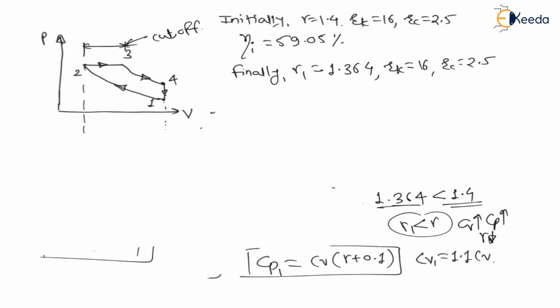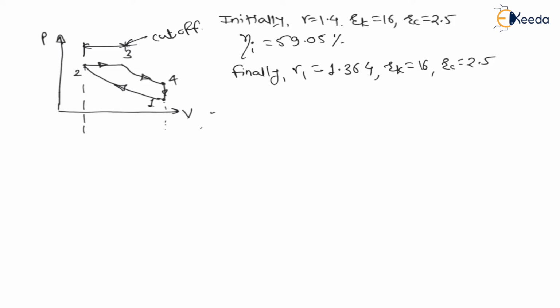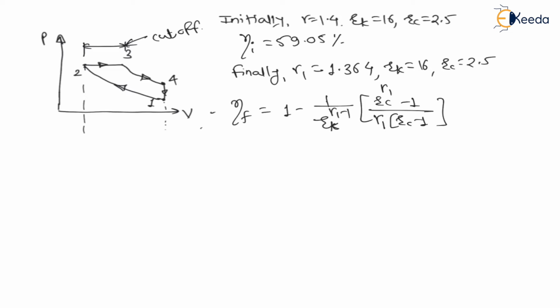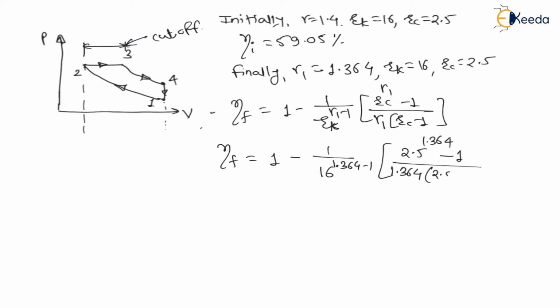Therefore for final efficiency we have to use the formula, right? Efficiency final is equal to 1 minus 1 upon rk raised to gamma 1 minus 1, into (rc raised to gamma 1 minus 1) divided by gamma 1 into (rc minus 1). Now let us put the values. Therefore efficiency final is equal to 1 minus 1 upon rk, which is 16 raised to 1.364 minus 1, in bracket 2.5 raised to 1.364 minus 1, divided by gamma, which is 1.364, into in bracket 2.5 minus 1.